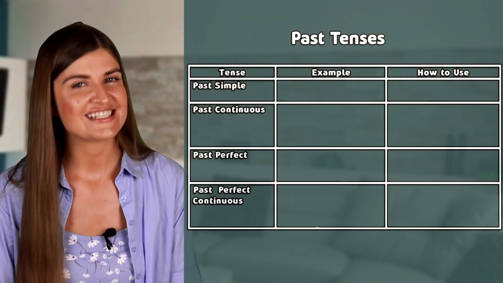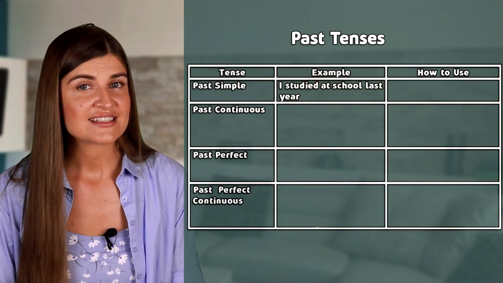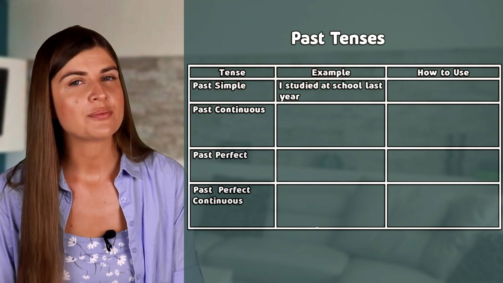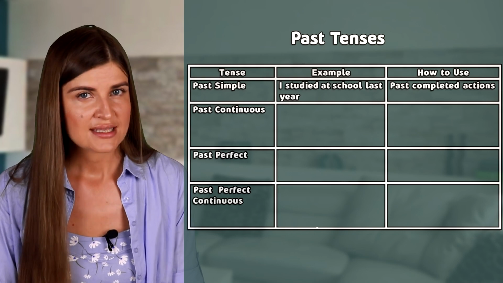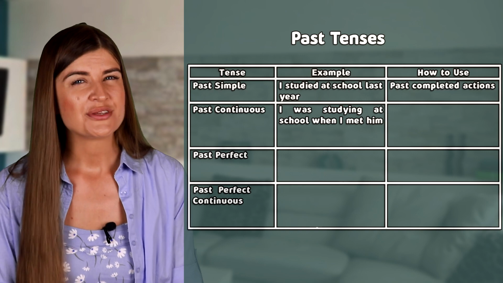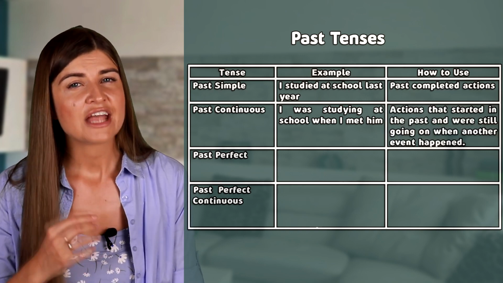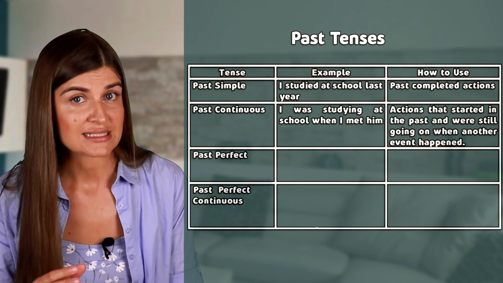Let's have a look at the summary of all past tenses. The past simple. I studied at school last year. It's used to talk about past completed actions. The past continuous. I was studying at school when I met him. We use it to describe actions that started in the past and were still going on when another event happened.